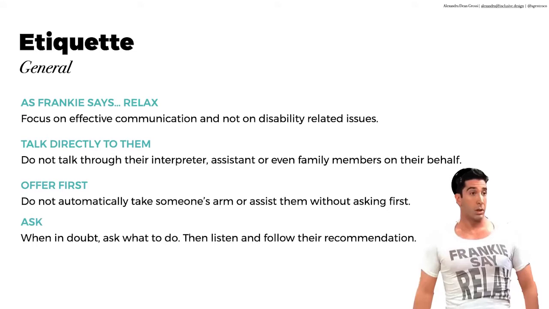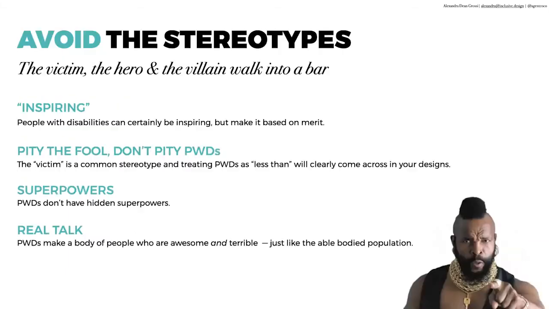A lot of times people will talk to my husband rather than me, and it's like, hi, hello. And if you're trying to be helpful, don't assume, and ask first. So if you see somebody in a wheelchair, don't automatically think it's okay to just take the wheelchair and help them. Ask them. That seems totally basic, but you'd be surprised. And when in doubt, ask what to do, and then listen to them. That's really the main message here.